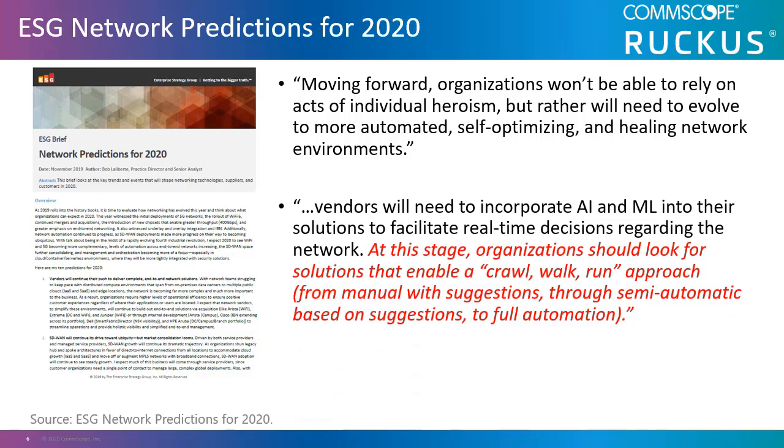Another quote says, "Vendors will need to incorporate artificial intelligence, or AI, and machine learning, ML, into their solutions to facilitate real-time decisions regarding the network. At this stage, organizations should look for solutions that enable a crawl, walk, and run approach from manual with suggestions through semi-automated based on suggestions to full automation. This is an evolution that ESG sees with increased automation over time as the analytics platforms become more highly evolved."